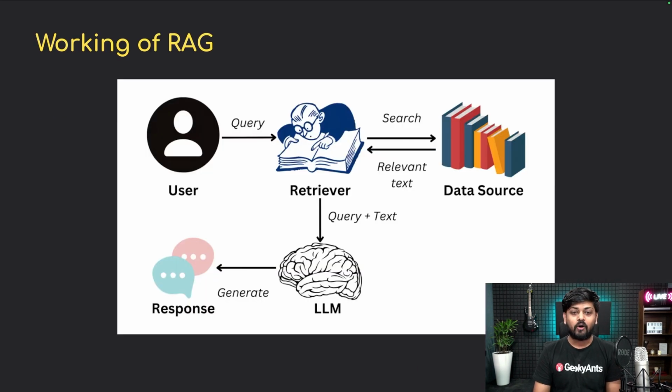Let's also understand it with a simple picture. A user sends a query, like I have asked that boy a question and the boy doesn't know the answer. So he goes to the library, finds the relevant text with the help of a librarian, and then passes that data along with the query to an LLM, or in our case, the child's brain. He then generates the response.